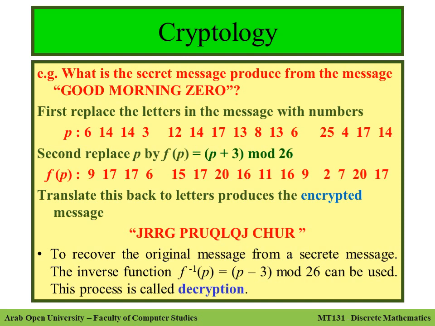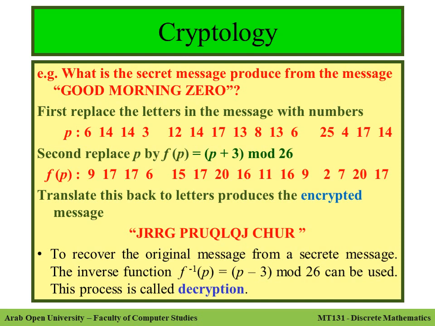Replace those numbers by letters, and here is the encrypted message. JRRG for the first word, PRUQLQJ for the second word, CHUR for the third word. Of course, this statement here doesn't make any sense. The idea is that you can recover the original message.